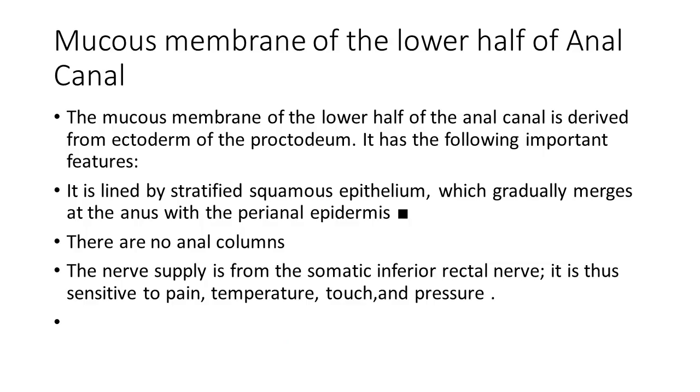Mucous membrane of the lower half of the anal canal. The mucous membrane of the lower half of the anal canal is derived from the ectoderm and has the following important features different from those of the upper part. It is lined by stratified squamous epithelium. The epithelium here is different from that of the small intestine, large intestine and the rectum. Epithelium of the lower anal canal is of ectodermal origin.